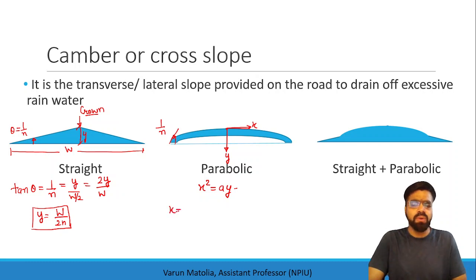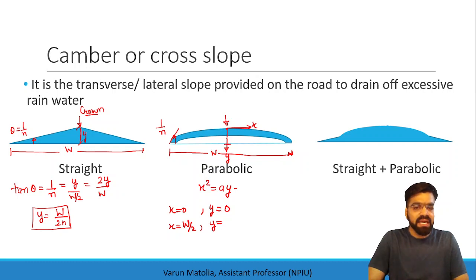For x equals 0, I am talking about the point at the crown. If we talk about this point, here x is equal to 0, then what is the value of y? As we discussed, this is the origin, so y will also be 0. We talk about this width and we can take it as w. Then if x is equal to w by 2, what will be the value of y? y will be equal to y, the total height of the crown.